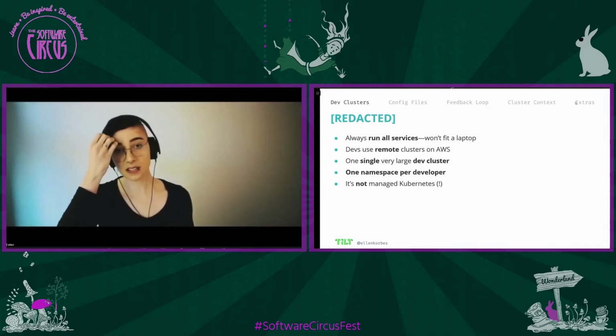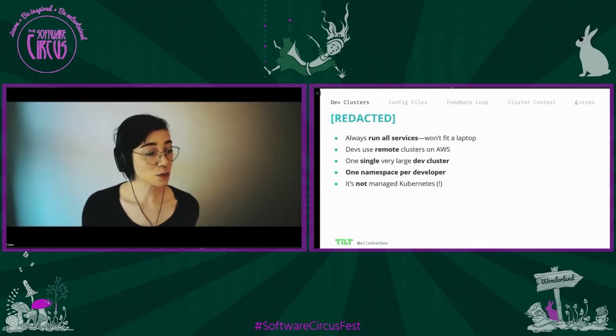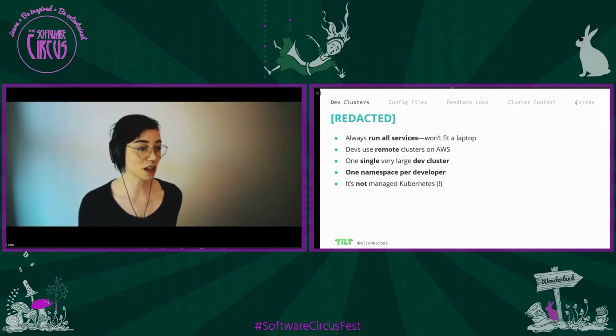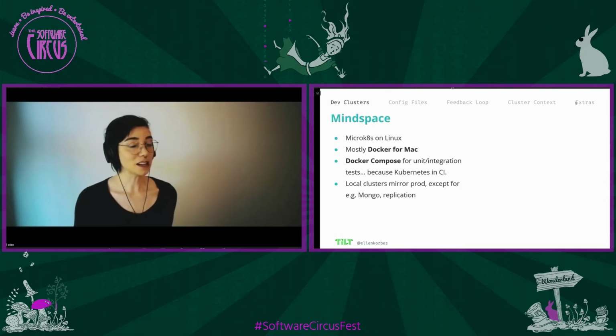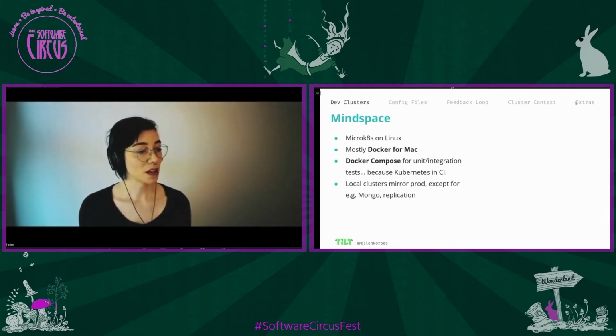And I think what I see more commonly is one big cluster for everyone. They don't use managed Kubernetes. They just get the machines and Kubernetize them by themselves. And that's what this huge company does. Now, Mindspace, that's a very tiny company. And what do they do? Mostly Docker for Mac running on their Macs. They use Docker Compose for testing, because Kubernetes and CI can be fiddly to set up.